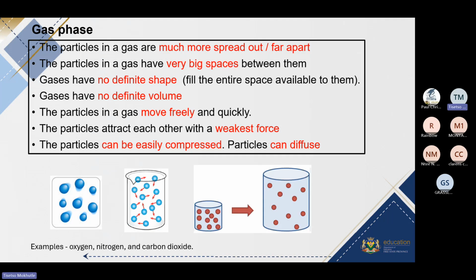Now we come to the last phase of the particle model of matter. The particles in a gas are much more spread apart. You see, now the spaces are much bigger. The particles in a gas have very big spaces between them. If I were to take this gas and pour it here, it will also occupy the shape of the container. If the container is very big, they will spread even more.